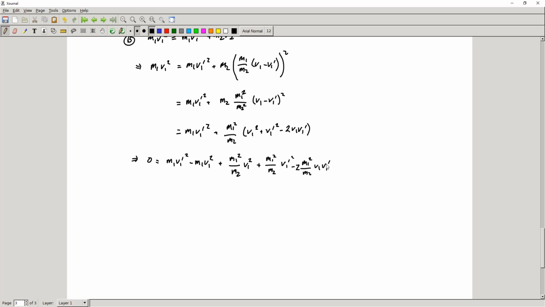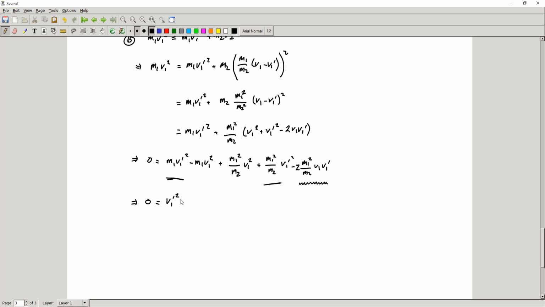But maybe we can start seeing what's happening here. Let's start grouping these terms up in a sort of suggestive way here. Let's see. So we have this term that goes like v1 prime squared. We also have this term that goes like v1 prime squared. So maybe we want to sort of group those terms together. We also have a term that goes like v1 prime to the power of 1, right? So let's group those up, and then we'll group up the terms that don't have a v1 prime in them at all.